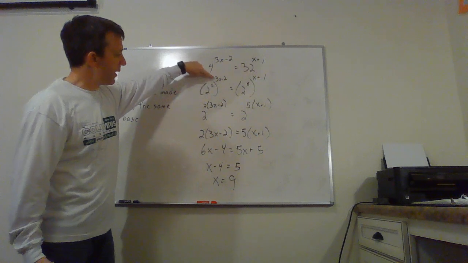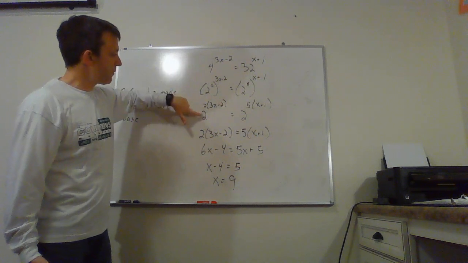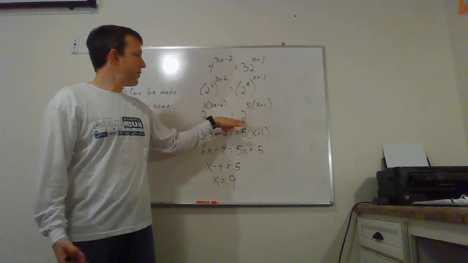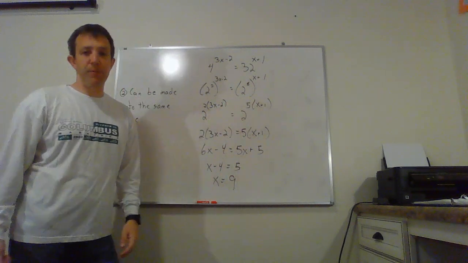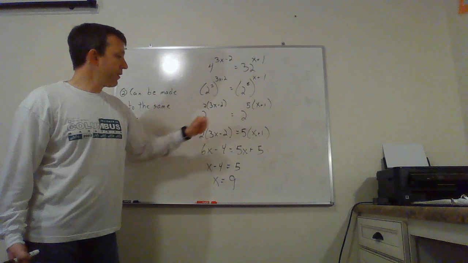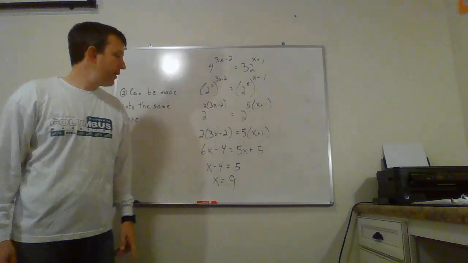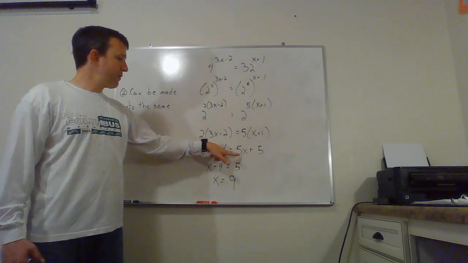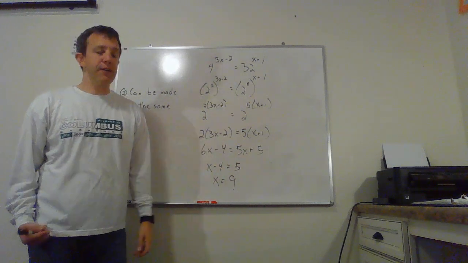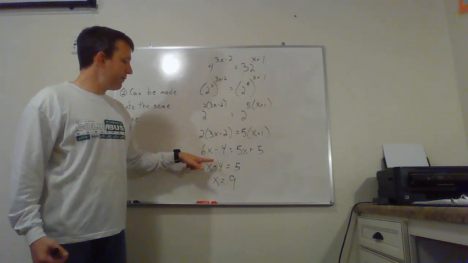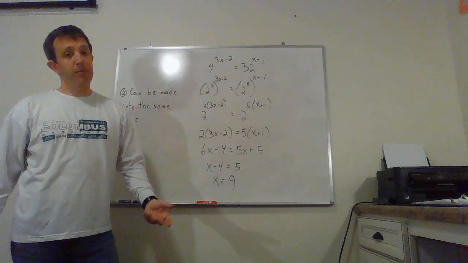I know when I raise a power to a power, I multiply, so I have 2 raised to the 2 times 3x minus 2 power, and 2 raised to the 5 times x plus 1 power. Now I can get rid of those 2's. I just take my exponents and set them equal to each other. I distribute and get 6x minus 4 is equal to 5x plus 5. I subtracted 5x, got x minus 4 is equal to 5, add 4, and x is equal to 9.